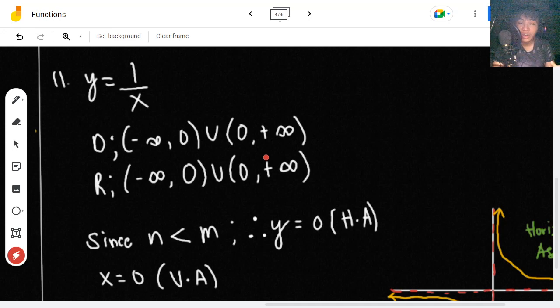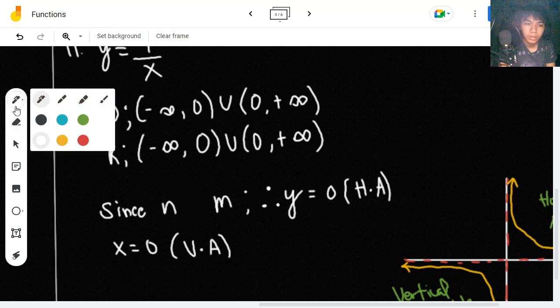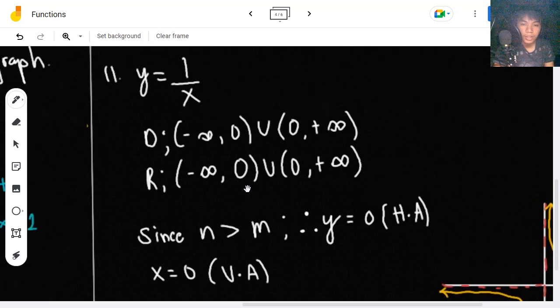Since it is a rational function. And actually, I think I made a mistake here. Let me just correct that. Okay. Since n, the degree of the denominator, is greater than m.